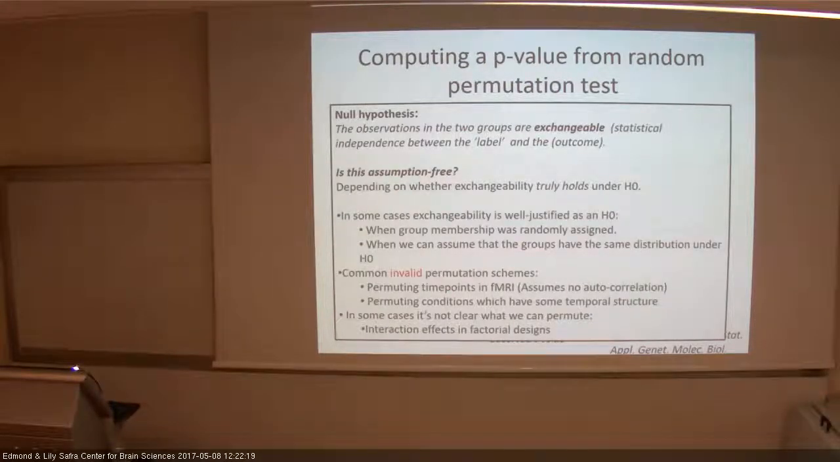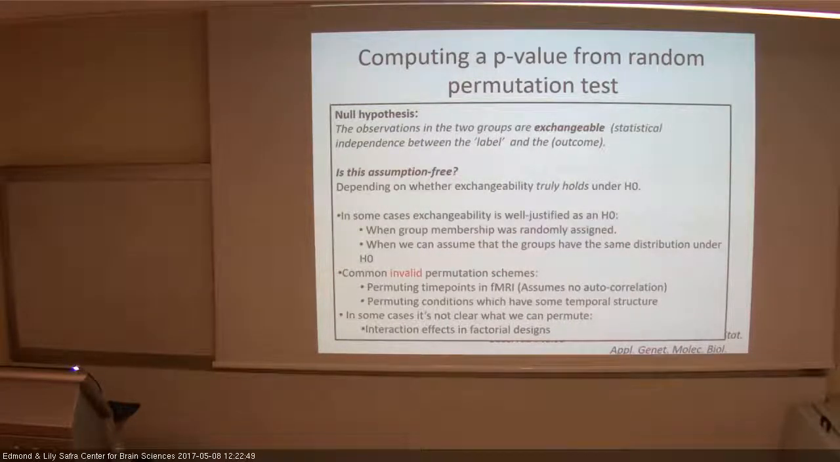Okay, so we don't have auxiliary assumptions. We have only the null hypothesis, which is called exchangeability. So it says that the observations in the two groups are exchangeable in terms of their labels. Another way to say that would be that we assume statistical independence between the label and the outcome.